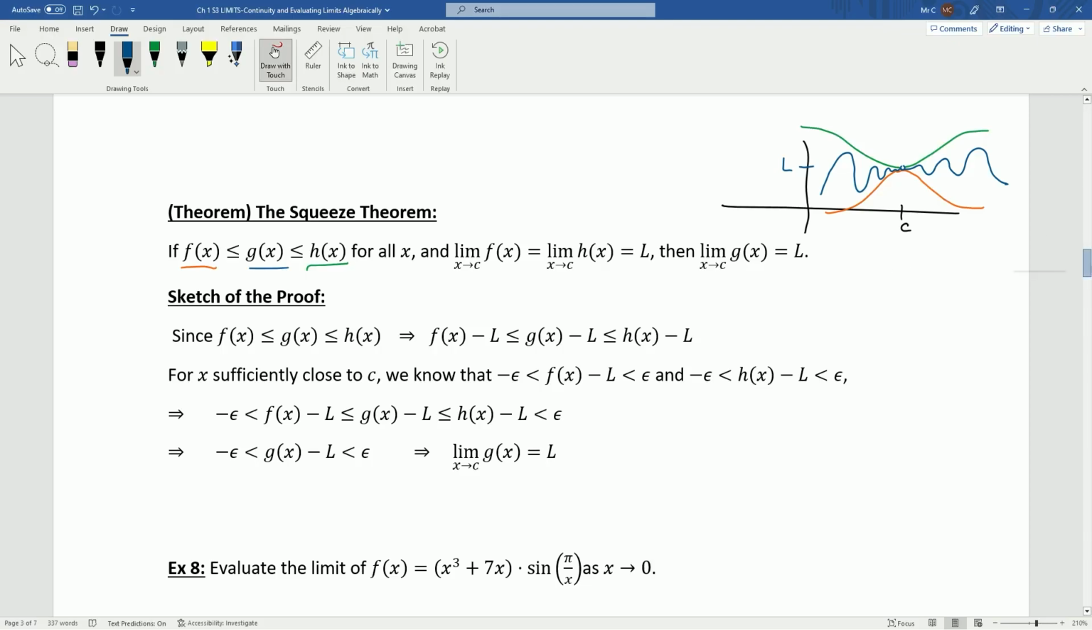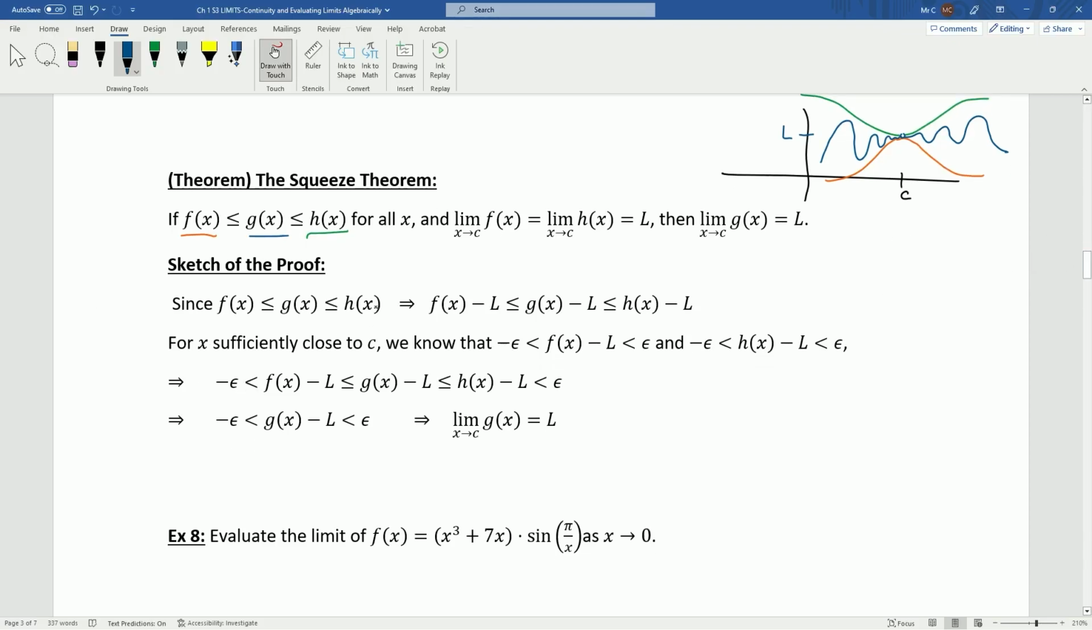Okay, so let's take a look at the proof. We use the epsilon definition of the limit for the proof here. Since we're given that f is less than or equal to g is less than or equal to h, if I subtract L from each of these terms, the inequality will stay the same. And so if x is sufficiently close to c, we know that f of x minus L will be between epsilon and negative epsilon. That's the definition of that limit existing. And h of x minus L will be between negative epsilon and epsilon.